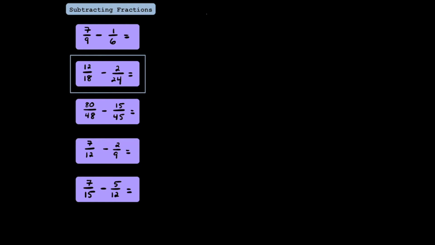Let's try another one here. Now we have 12 over 18 minus 2 over 24. Right away, I notice that 12 and 18 are not relatively prime. We could divide these numbers both by 6 to simplify them fully. Simplifying 12 and 18, we're going to get 2/3. Now let's simplify the other fraction. Dividing them both by 2, we're going to get 1 over 12.